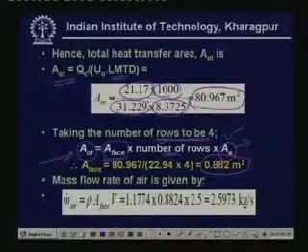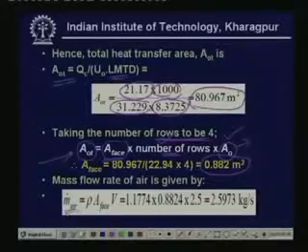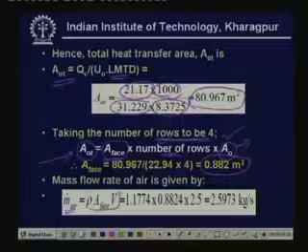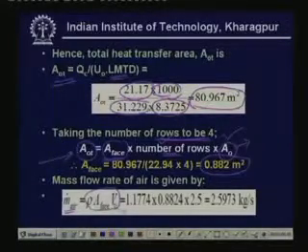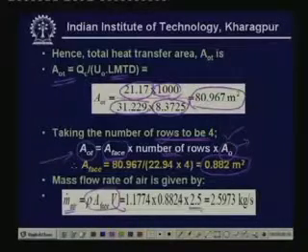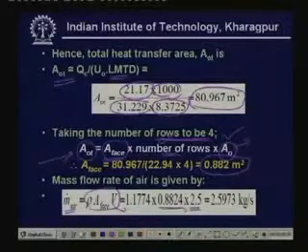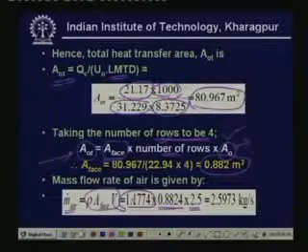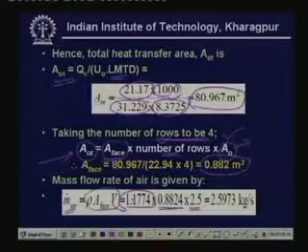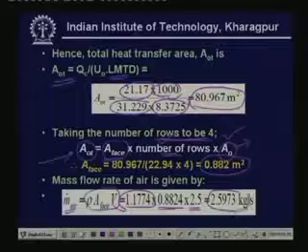You have to check, because you have assumed the outlet temperature to be 35 degrees centigrade. Whether that is right or wrong, you have to check now. How do we check that? We calculate the mass flow rate of air. If you apply the continuity equation, it is nothing but rho into A face into V, where V is the face velocity, that is 2.5 meter per second, A face is computed to be 0.8824 meter square, and rho is the density of air, which is 1.1774 kg per meter cube. This is the mean density. If you substitute these values, you find the mass flow rate of air.